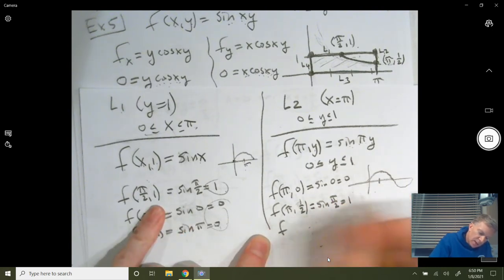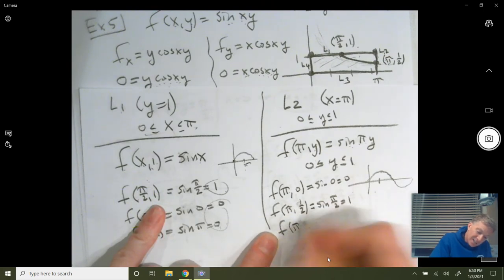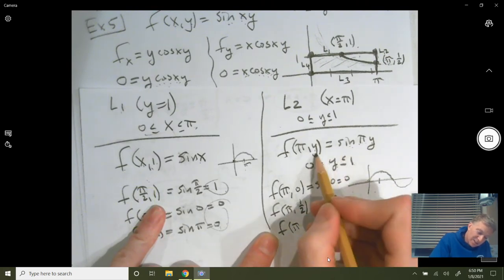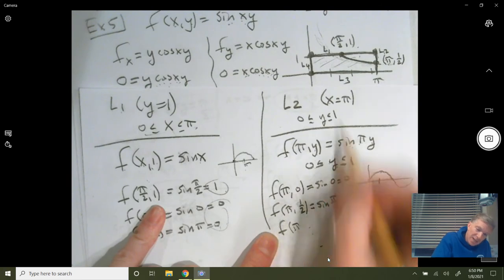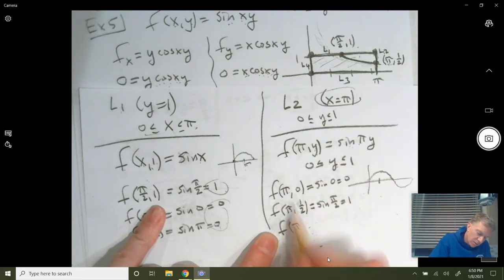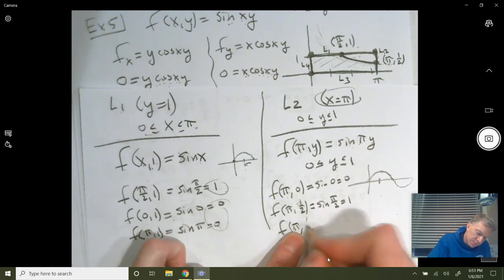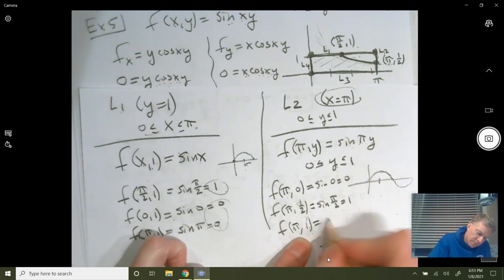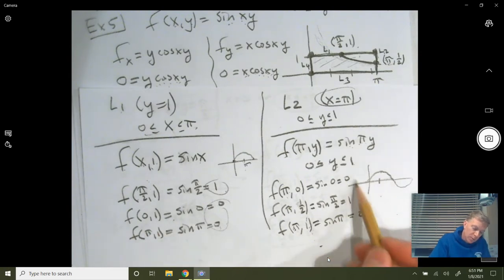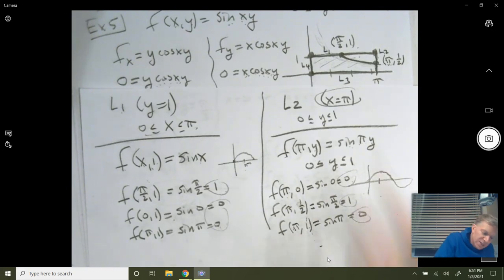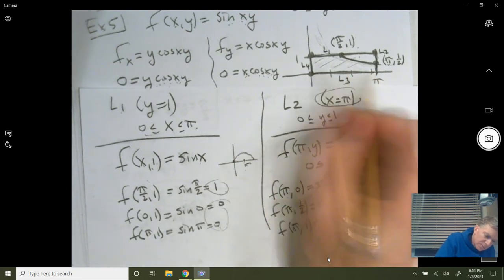And then f of pi, notice x is always on this line, in this boundary. We already said x is always pi. So x is always going to be pi, and the y goes from 0 up to 1. And that's going to be sine of pi, which is 0. Okay, so we just have a couple more places. We have a 0 again, a 1 again, a 0 again. Okay, so now we have to test this boundary down here and then this boundary.